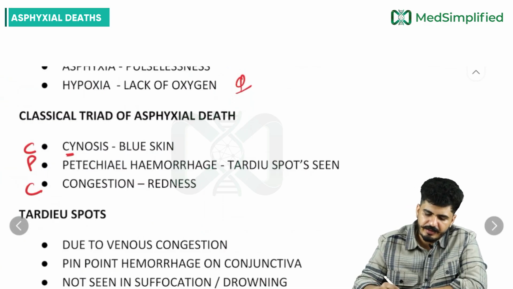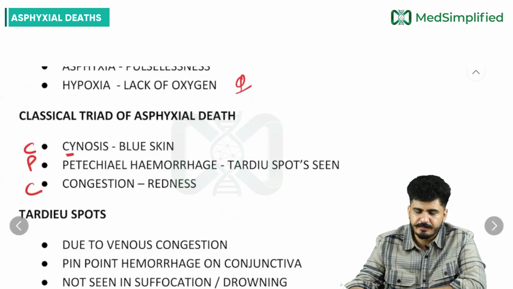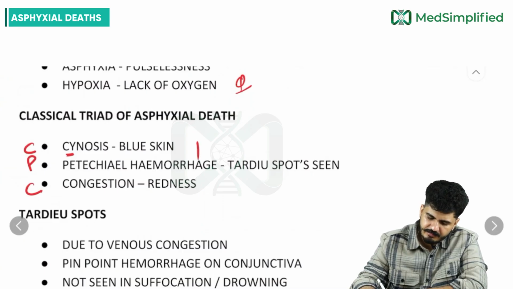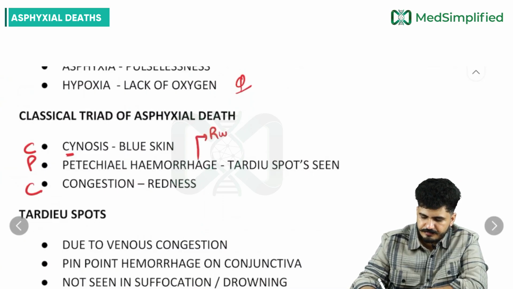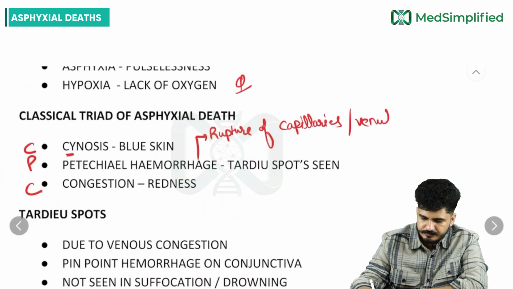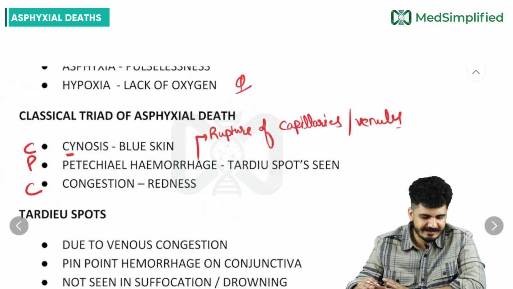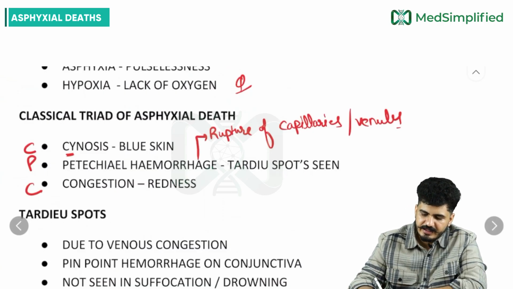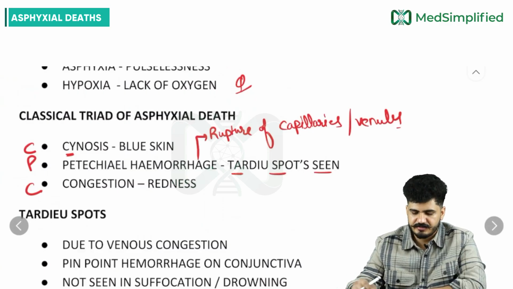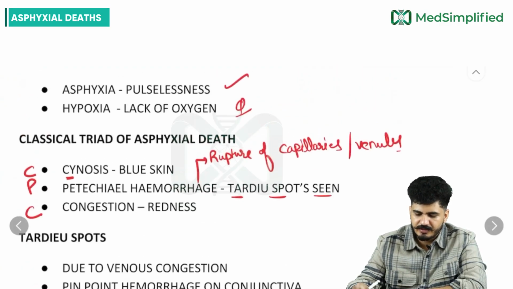And then coming to P for petechial hemorrhage. This petechial hemorrhage is happening because of rupture of capillaries and venules. And petechial hemorrhage, if it is happening on the eyes, will form the Tardieu spots, my dear friends. If it is happening on the eye, it will form the Tardieu spots.